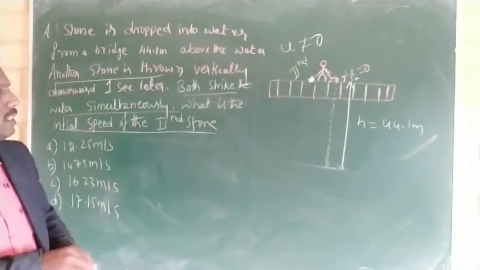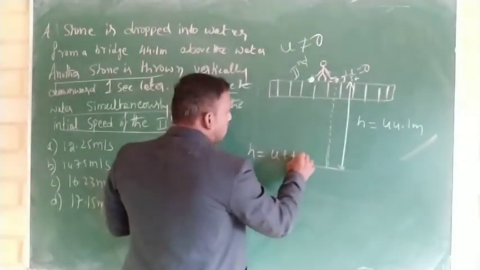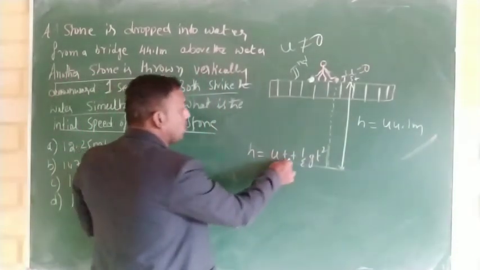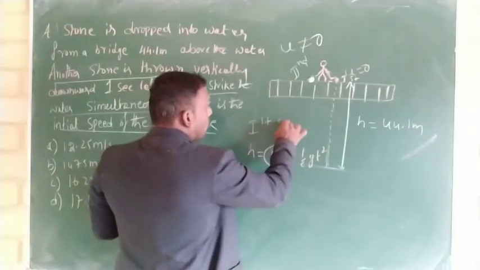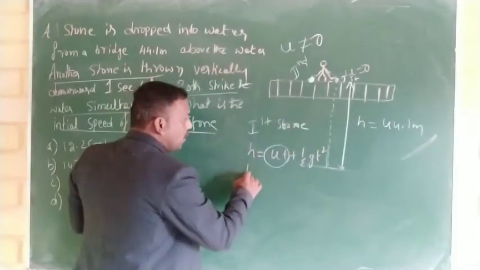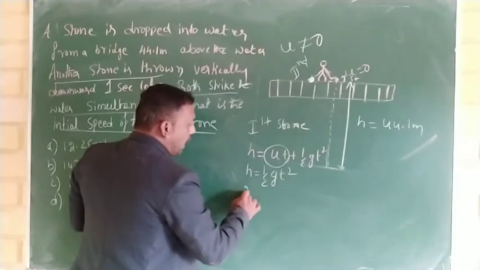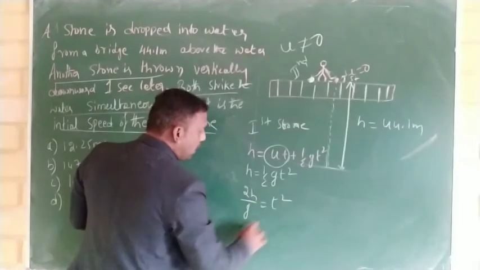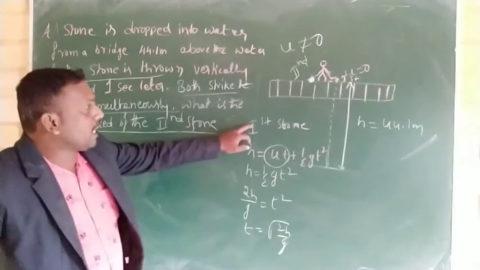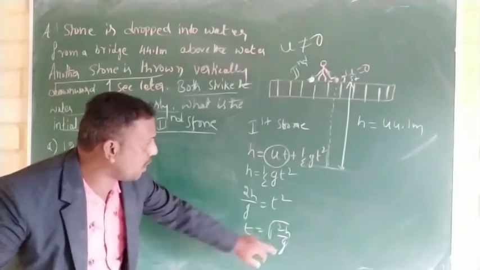What is the time taken to reach the water? We know that H is equal to ut plus half gt square. Here u is equal to 0 for the first stone. Therefore, H is equal to 1 by 2 times gt square, so 2h divided by g is equal to t square. T is equal to the square root of 2h divided by g. This is the time taken by the first stone to reach the water.